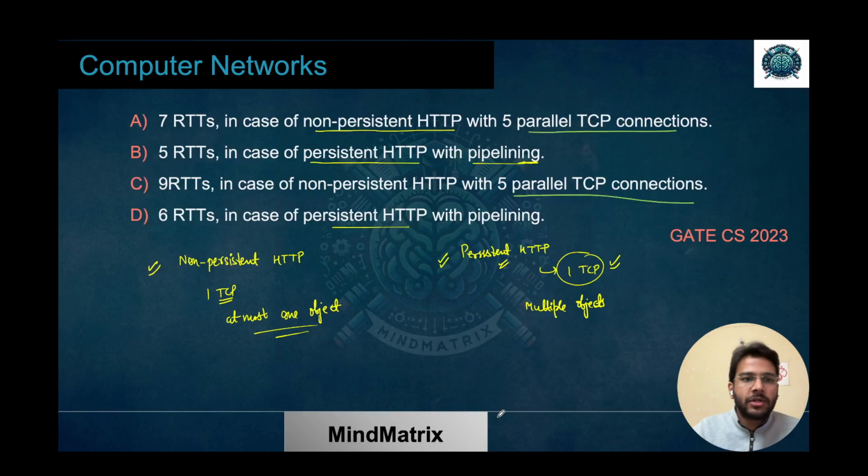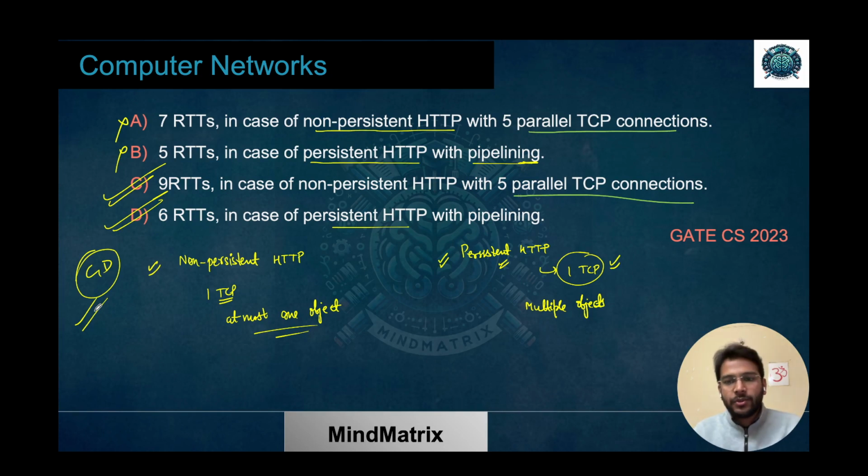So the correct option: if you say option A, 7 RTTs, no. Option B says 5 RTTs in case of persistent, no. 9 RTTs in case of non-persistent HTTP with 5 parallel TCP connections, yes, option C is correct. What about option D? 6 RTTs in case of persistent HTTP with pipelining, this is also correct. So options C and D are the correct answer for this question. I hope it is clear.